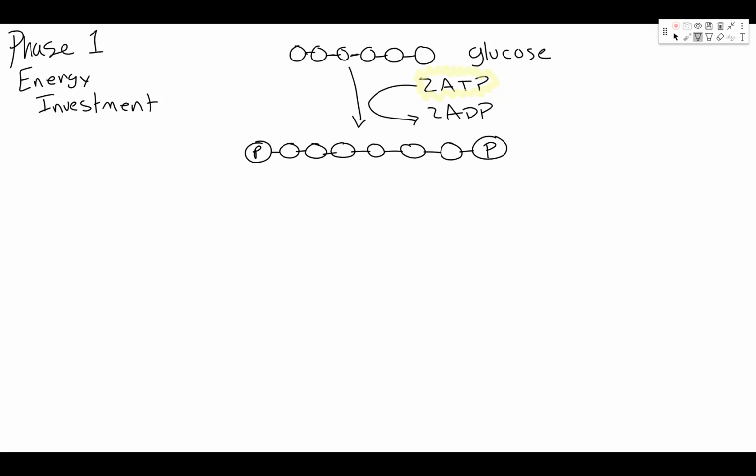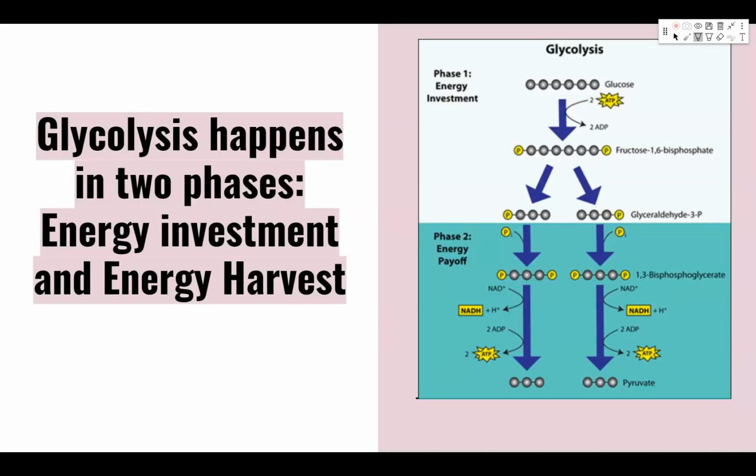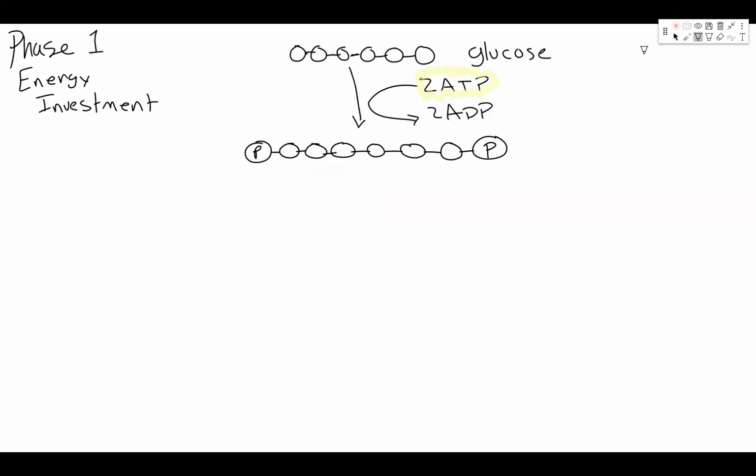So, after we've got our intermediate, a 6-carbon intermediate, going backwards, what happens is that it is broken up into 2 3-carbon molecules with phosphates. So that is going to break off into more intermediates. That's phase 1. It took some energy to get started.